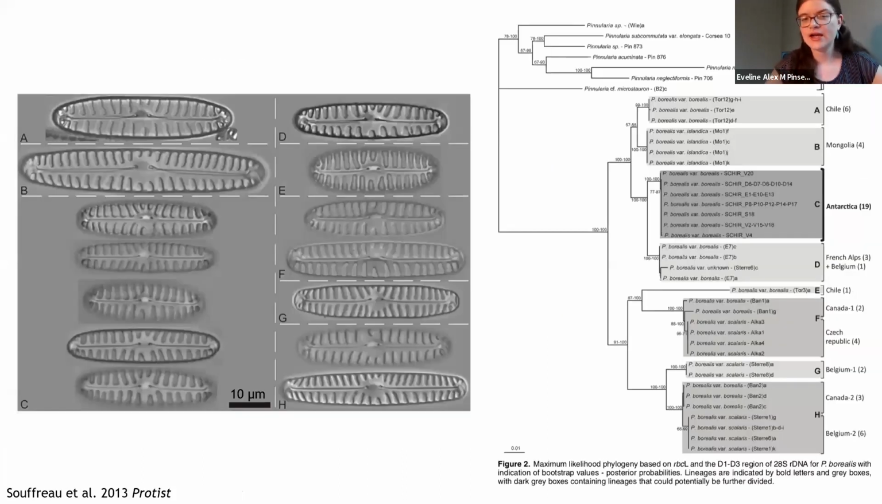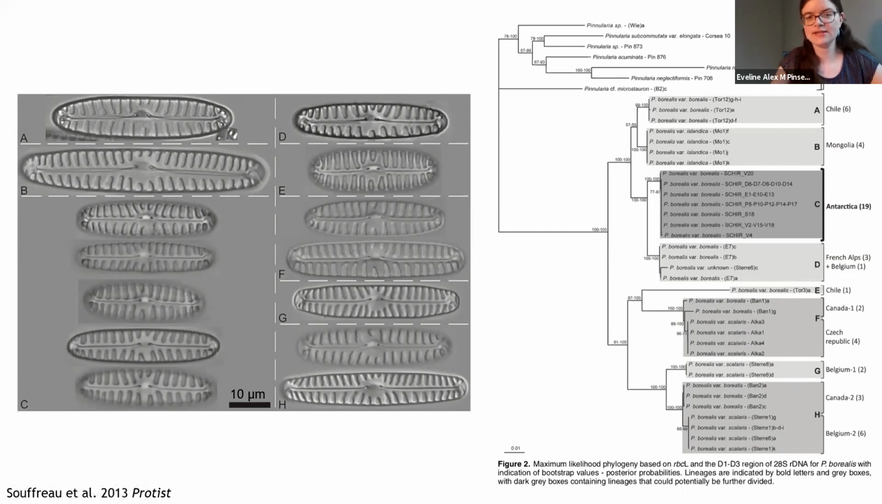Then back in 2013, Caroline Souffreau, one of my colleagues in Ghent, was the first to do a molecular phylogenetic analysis on Pinnularia borealis. So on the left, there are some pictures of cultures that she had of Pinnularia borealis. And on the right, we see the phylogeny that came out of that. In this phylogeny, we have these distinct clusters of sequences that cluster together, that have high statistical support in front of them, and there is some kind of a long branch in front of them. And this is a first indication that there are multiple species present in the molecular phylogeny. So this is typically how different species will manifest in a phylogeny.